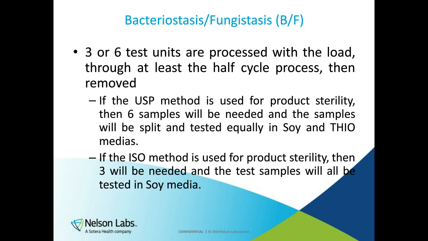3 or 6 samples are used for a BF test. If you choose the USP method for product sterility, you will need to default to having 6 samples provided. If you choose the ISO method, then 3 samples would be needed to perform and corroborate the product sterility test results. A lot of clients choose to perform the ISO method, as this uses fewer samples and it is cheaper.